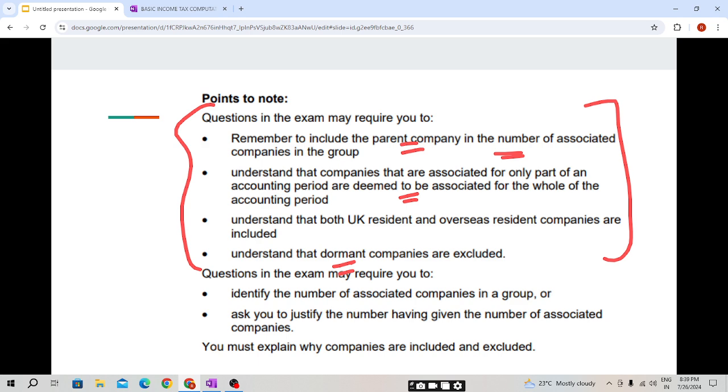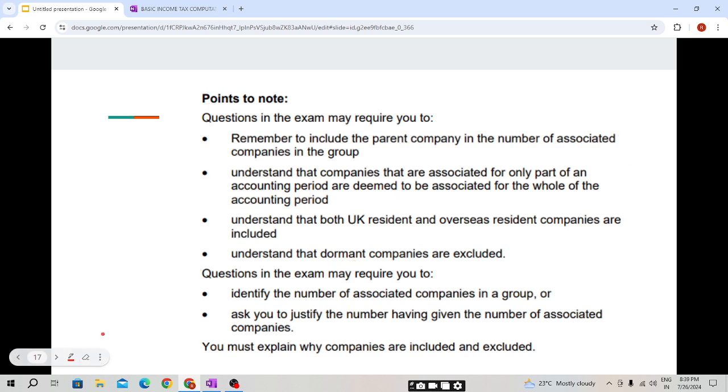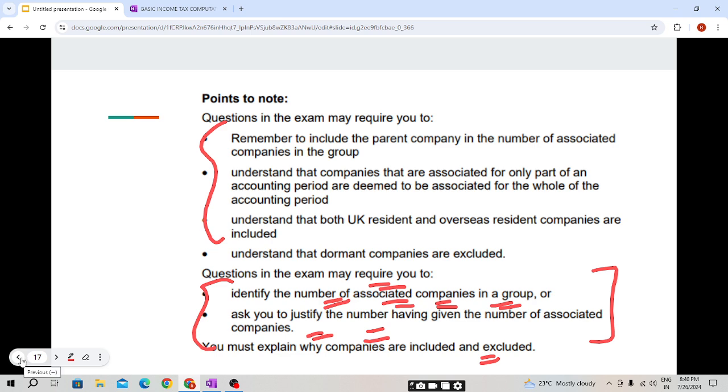Now coming to the questions, the exam may require you to identify the number of associated companies in a group, or ask you to justify the number having given the number of associated companies. You must explain why companies are included and excluded. In the exam, either you will be asked to identify the number of associated companies, or in Section C, the number of associated companies will be given, but you need to justify why it is an associated company, because you need to write that it is controlled. If it is controlled, either UK resident company or overseas resident, it will be included.